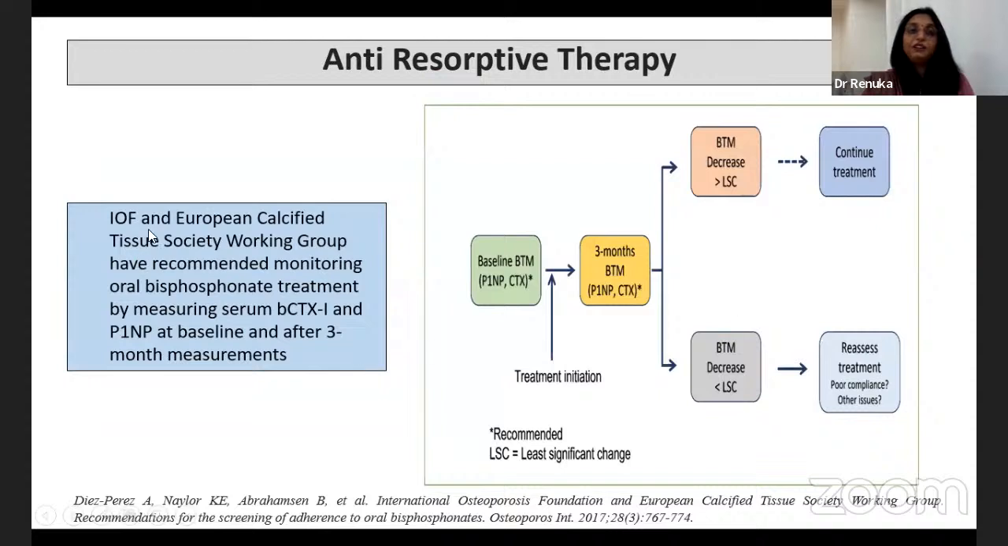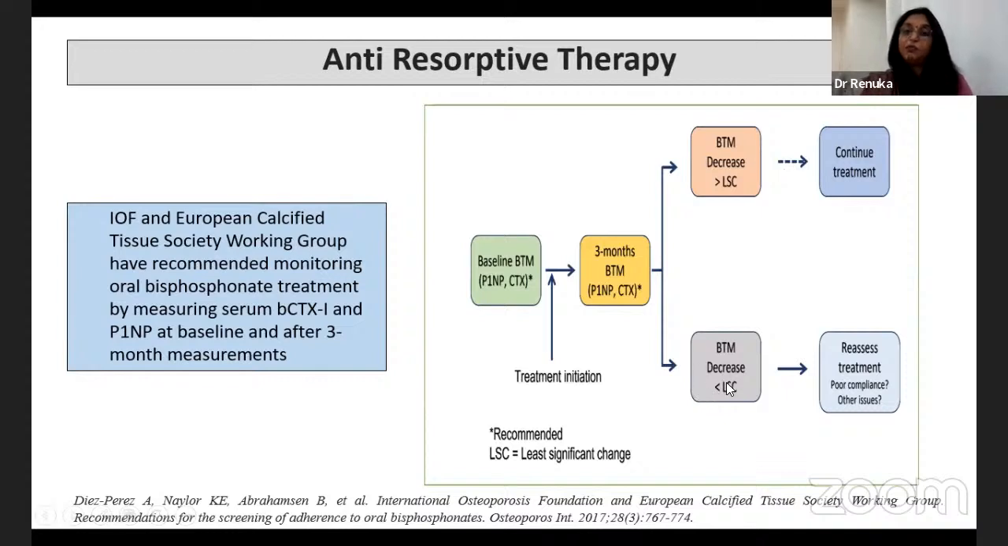Based on this, the IOF and the European Calcified Tissue Working Group have recommended monitoring of oral bisphosphonate therapy, particularly the beta CTX1 and P1NP at baseline level, and again after 3 months. You check the baseline levels of these markers, start the treatment, and then you look for the changes which happen after 3 months. As I said initially, I explained the concept of significant change, which is at least 30%. If there is a change of at least around 30%, then you know that you are doing the right treatment and you can continue with the therapy.